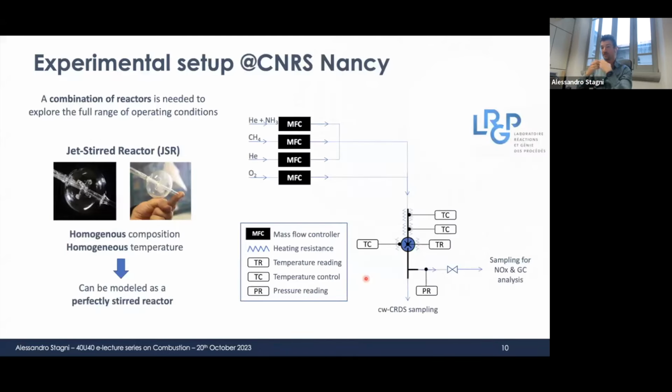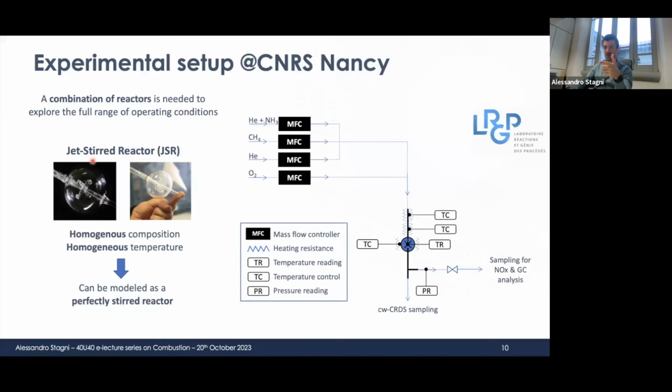In Polimi, we don't have experimental facilities. So we performed this activity in collaboration with an external institution. In collaboration with the CNRS in Orléans, we performed a combined experimental and modeling study. And in order to cover the whole temperature range, we used two different reactors.